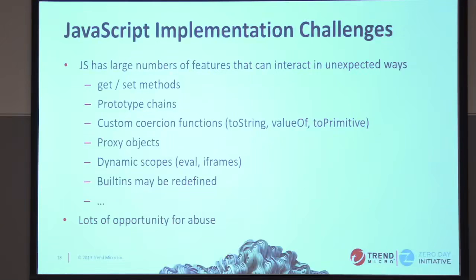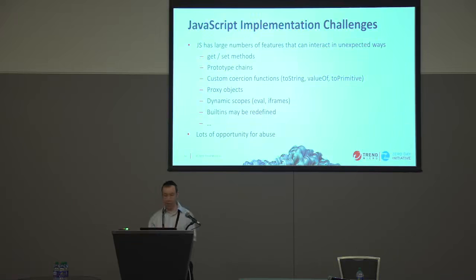Finally, I'm going to round out my remarks on what makes JavaScript challenging to implement by pointing out that JavaScript has a ton of features that can interact in unexpected ways to create potentially hazardous conditions. I'm just going to quickly mention some of these: property getters and setters, prototype chains, custom coercion functions, species constructors, proxy objects, dynamic scopes created with eval or through iframes, the ability for script to redefine built-in functions. The list goes on for a while, and there are a lot of opportunities here for abuse.